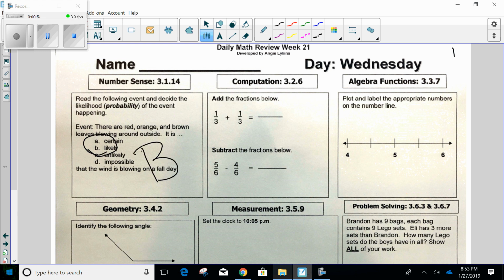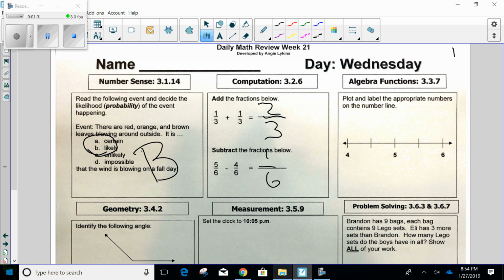Okay. Add the fractions. 1/3 plus 1/3. Well, if you have a third of a pizza and I have a third of a pizza, how many thirds do we have together? We have 2/3. Okay? The same goes with subtraction of fractions. If you have 5/6 of a pizza and I take away 4 of those sixths, how many of those sixths do you have left? You will only have 1/6 left. Okay? Remember, there's a fraction bar in between those.